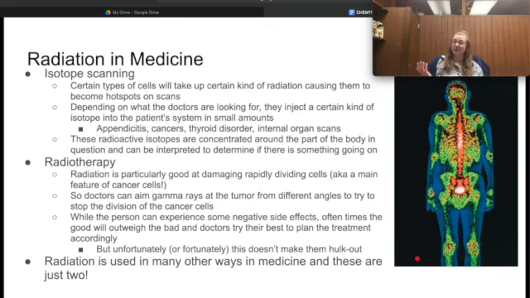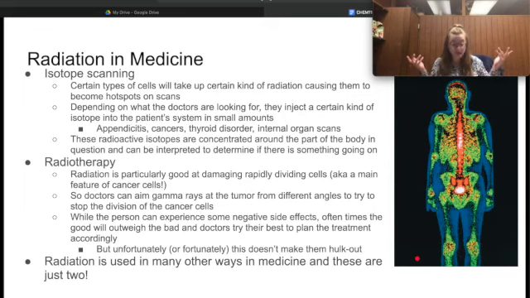So pretty cool. The other place you may be thinking of is in cancer treatment, right? So radiotherapy. Radiation is particularly good at damaging rapidly dividing cells. That is a main feature of cancer cells, that they divide way more rapidly than any other kind of cell in your body. So doctors can aim gamma rays at the tumor from different angles to try to stop that division of cancer cells. While the person can experience some negative side effects, oftentimes the good will outweigh the bad, and the doctors try their best to plan the treatment accordingly so that it will help the patient rather than hurt them.